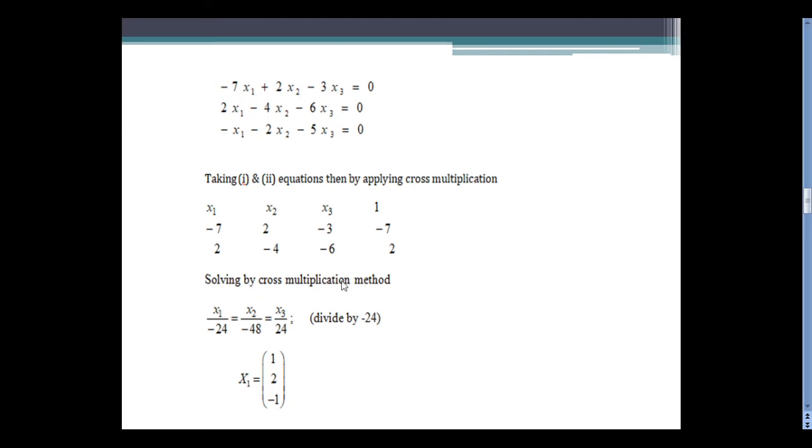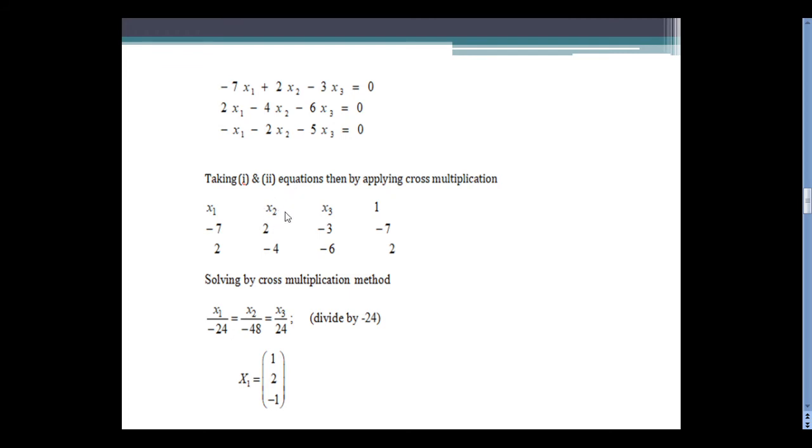Now by applying cross multiplication method, write down x1 divided by, equal to x2 divided by, equal to x3 divided by. Now for x1, we have to consider x2 and x3. That is, you cross multiply 2 into minus 6 minus of minus 4 into minus 3. What do you get? 2 into minus 6 is minus 12, minus of here minus 12. So we get minus 24.